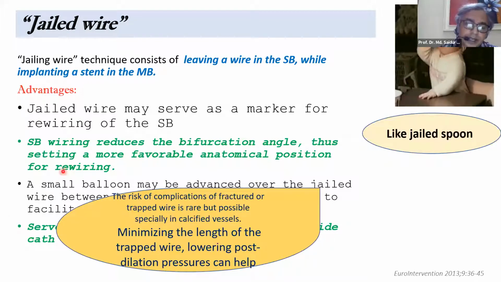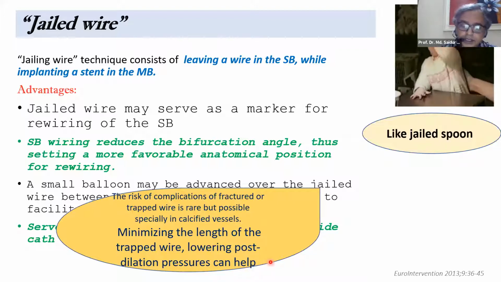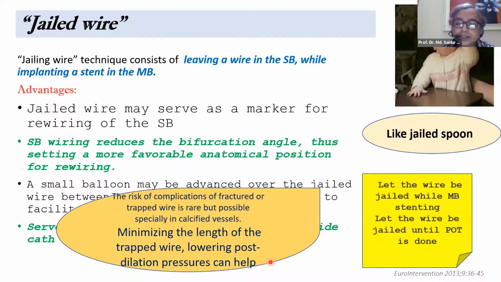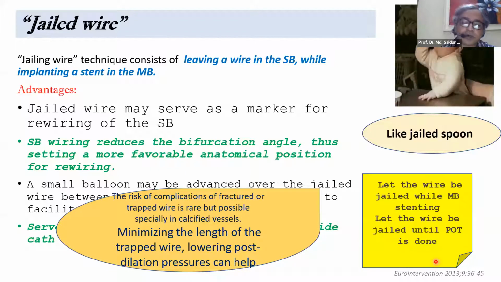But sometimes, of course, with a jailed wire, though it is not that apparent all the time, the complication of a fractured or trapped wire is rare but possible. And somebody says minimizing the length of the trapped wire, and somebody says lowering the post-dilatation pressure can help. But whatever these things, let the jailed wire remain jailed until the POT is done.